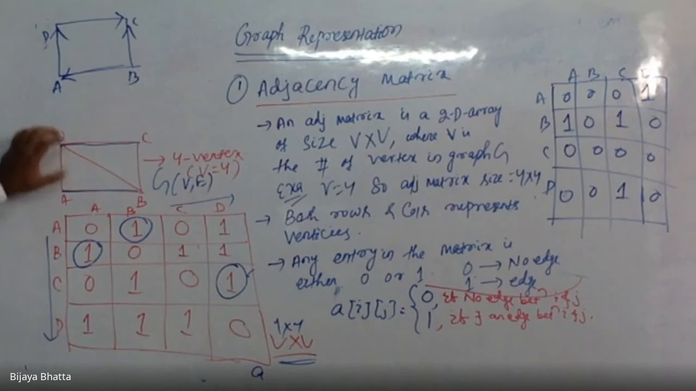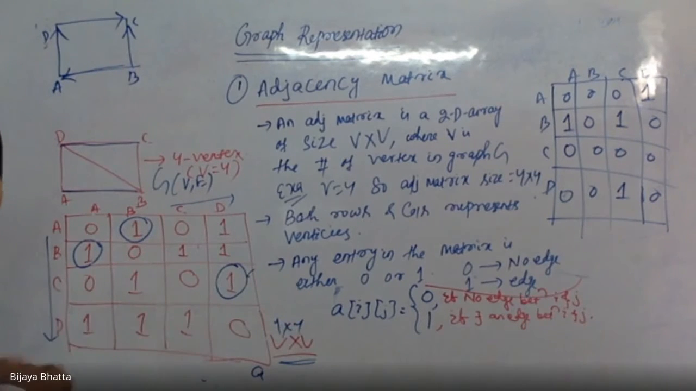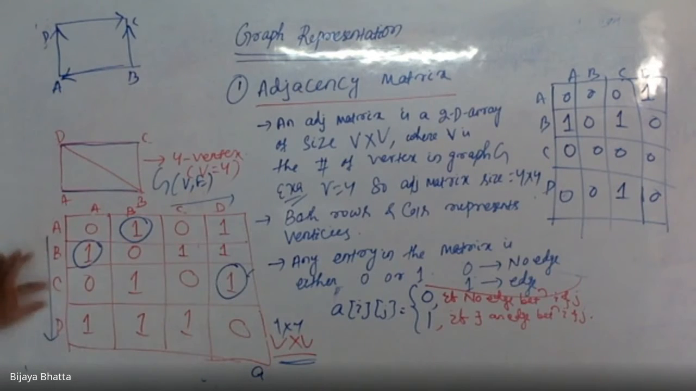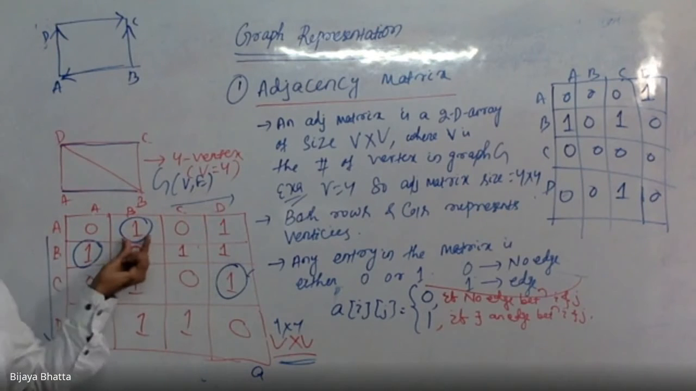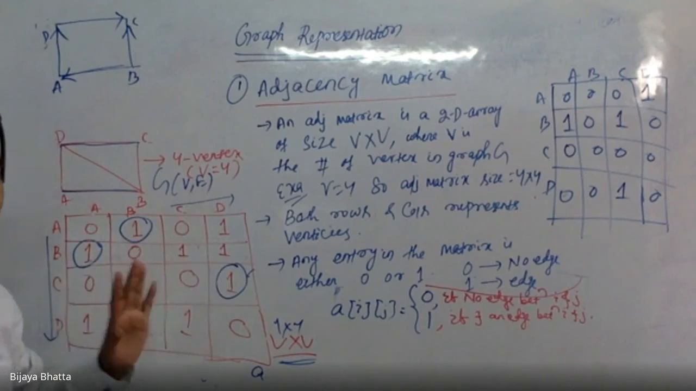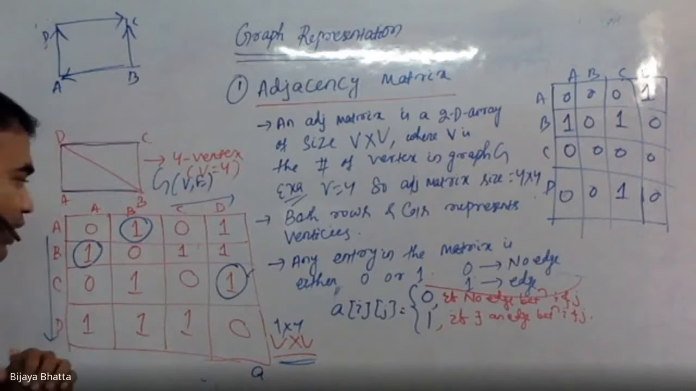Given any particular graph, this is a 4 vertex graph. How many vertices? A, B, C, D. 4 vertices are there, so I am generating a 4 cross 4 matrix. This is my 4 cross 4 matrix. I created it. This is also ABCD and this is also ABCD. Rows and columns represent ABCD. So what does this entry represent? It keeps either 0 or 1. As simple as that.